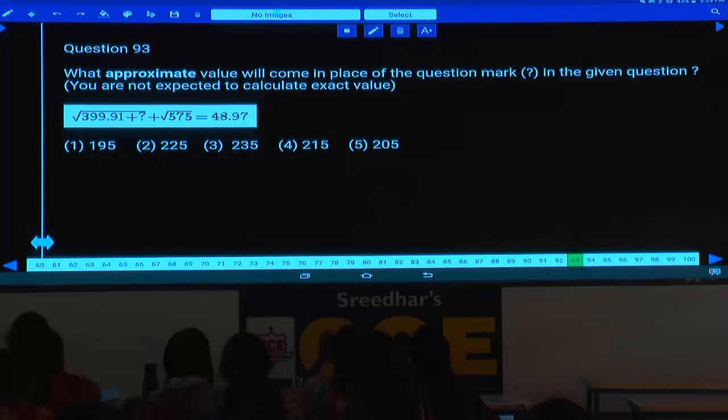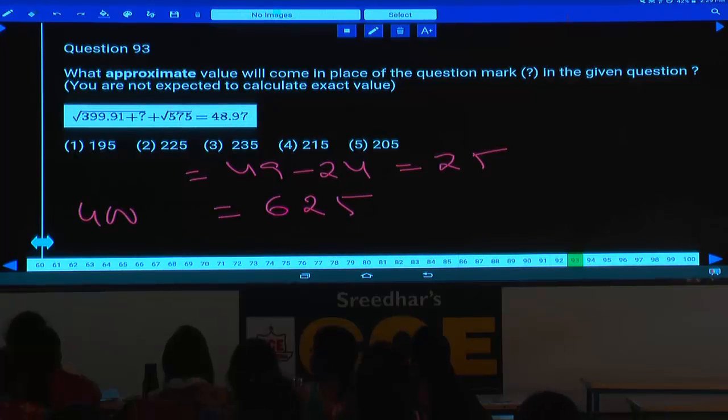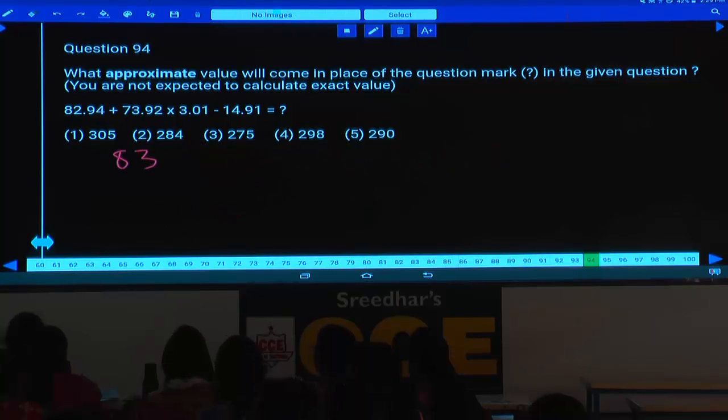Next. Right hand side number 49. Under root 575 approximate 24. 49 minus 24. Squaring on left hand side and right hand side gives you right hand side 625. 400 plus which number gives you 625? 83. What is this?